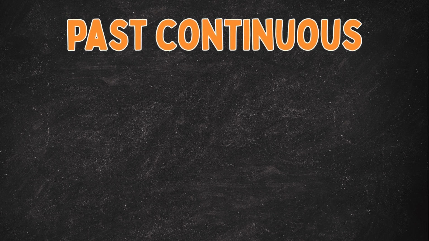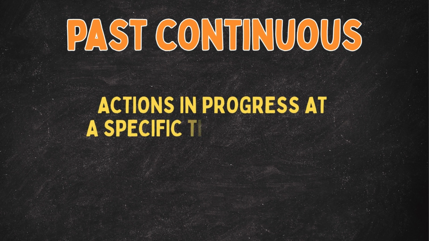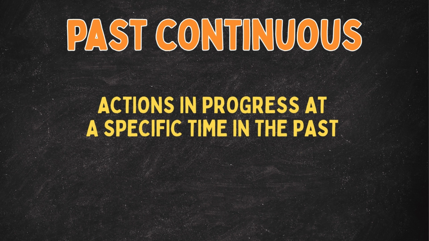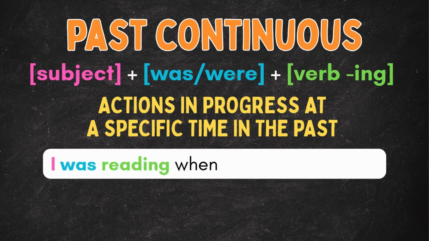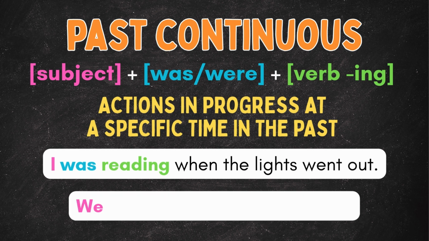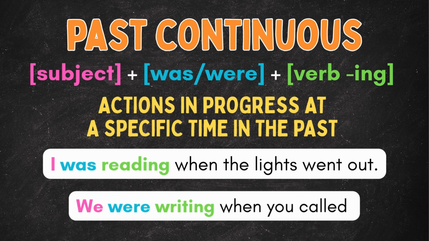Past continuous. The past continuous is used for actions in progress at a specific time in the past. The sentence structure consists of subject plus was or were plus verb with ing. For example, I was reading when the lights went out. We were writing when you called.